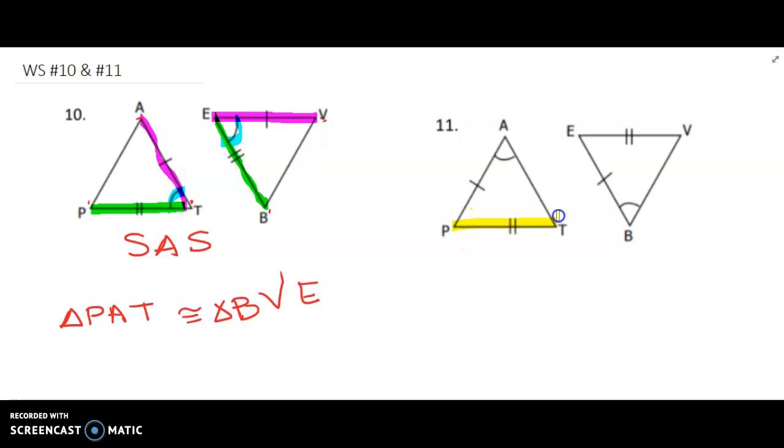All right, so same thing over here. If I highlight this and this, and then I highlight this the same color, and then I know that these angles are the same color. Now if I look at this, I notice I have a side-side-angle, which is not a thing. So I cannot conclude these triangles are congruent with this information.